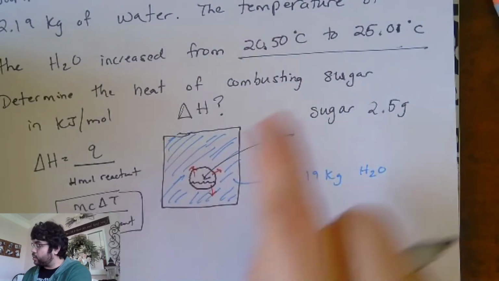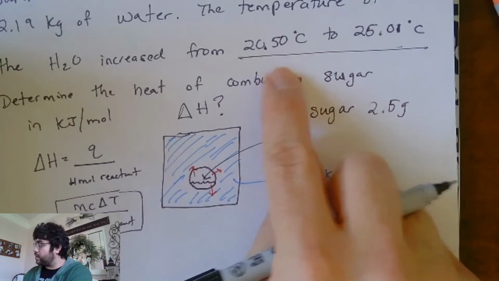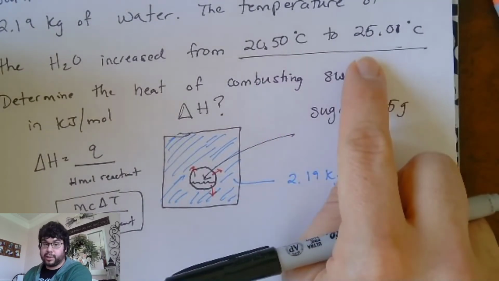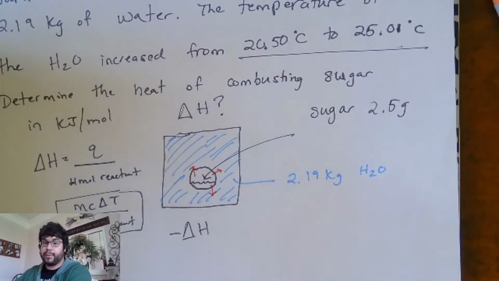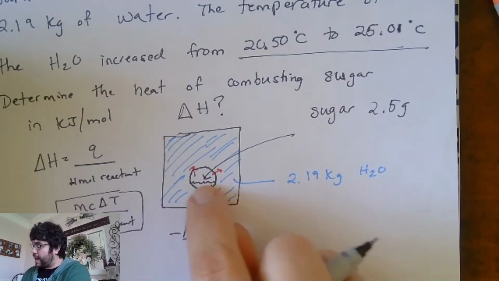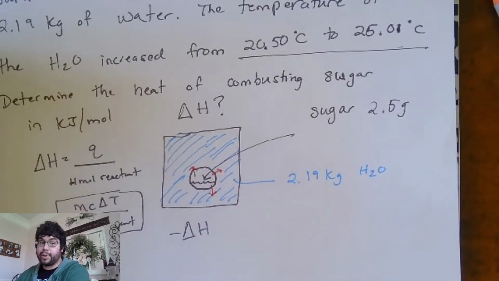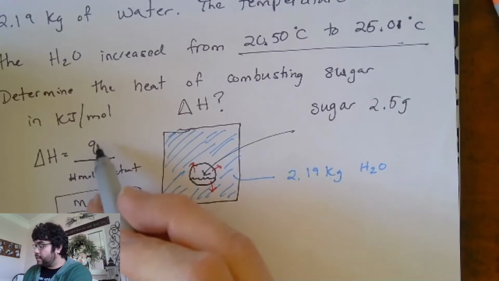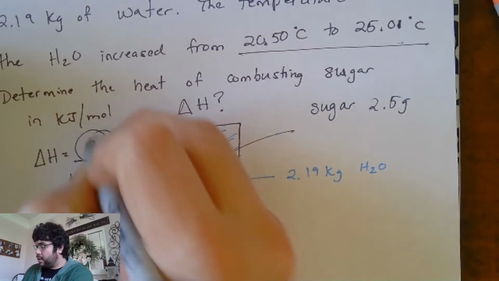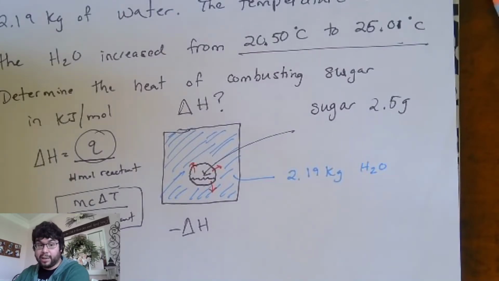My temperature goes from 20.5 degrees Celsius to 25.01 degrees Celsius. So I immediately know that enthalpy is going to be negative. I know that the reaction is releasing heat out into the water. So this is an exothermic process. Now, how do I figure out the amount of heat that was gained by the water?